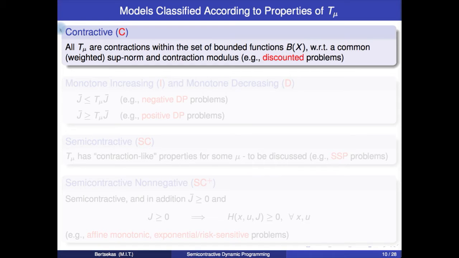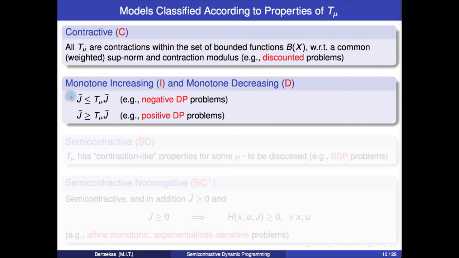Let us provide a classification of abstract dynamic programming models. Generally, the mapping T mu and its properties determine the results that we can prove for a given model. Of course, a fundamental property of T mu is that it is monotone. Another important property is when T mu is contractive, when all the mappings T mu are contractions within the set of bounded functions, B(X), with respect to a common weighted sup-norm and a common contraction modulus. A primary example of such models are discounted stochastic optimal control problems with bounded cost per stage.